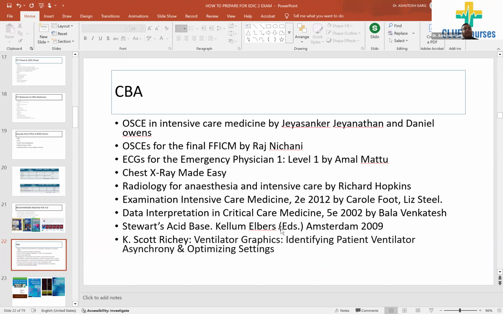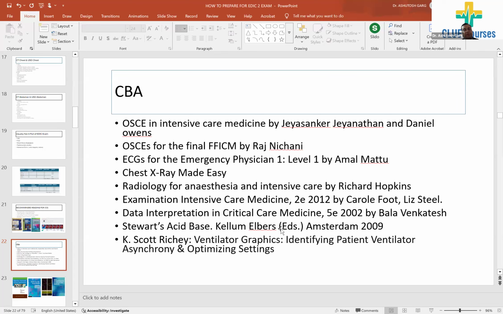ECG for Emergency Physician Level 1 by Amal Mattu. This is a very good book for the practice of ECG at the introductory level. Then Chest X-ray Made Easy. This book is for chest X-ray interpretation. Radiology for Anesthesia and Intensive Care by Richard Hopkins. This is a very good book for X-ray, CT scan, CT chest or CT abdomen, as well as CT brain.